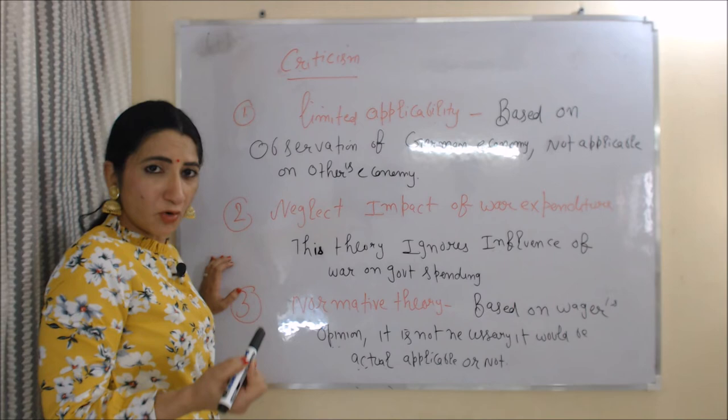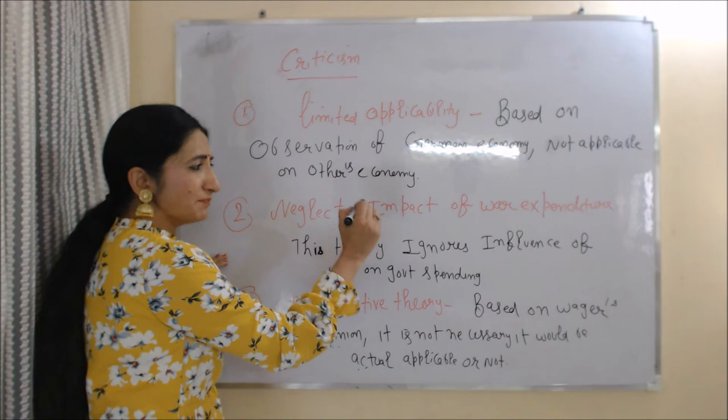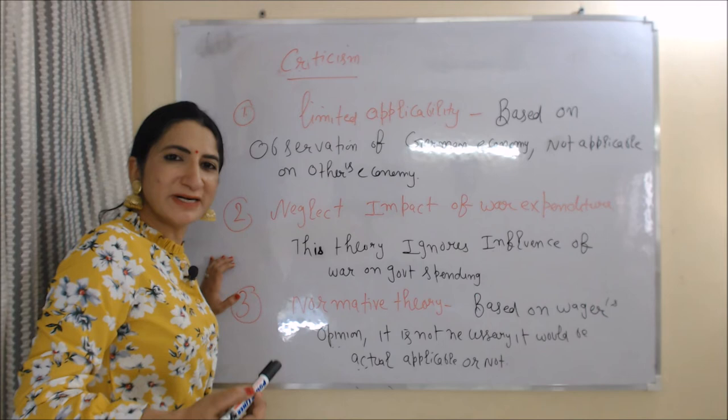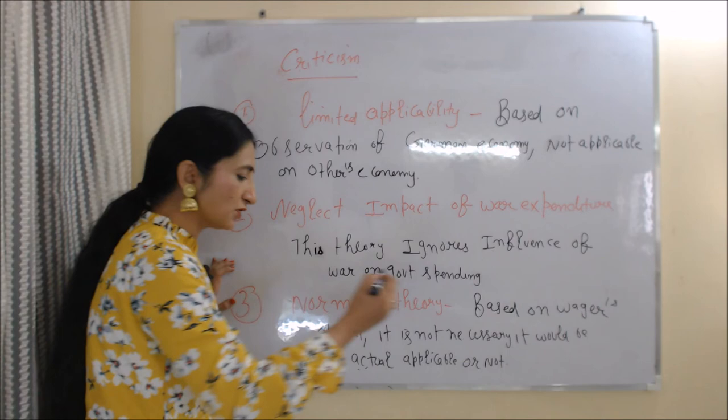Second is neglect of the impact of war. This theory ignores the influence of war on government spending. And third criticism is that it is a normative theory. This theory is based on Wagner's opinion, and it is not certain whether it would actually be applicable or not.